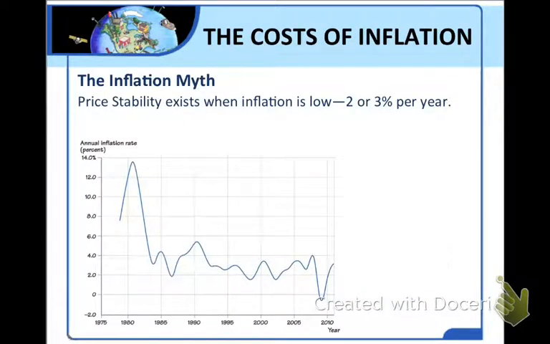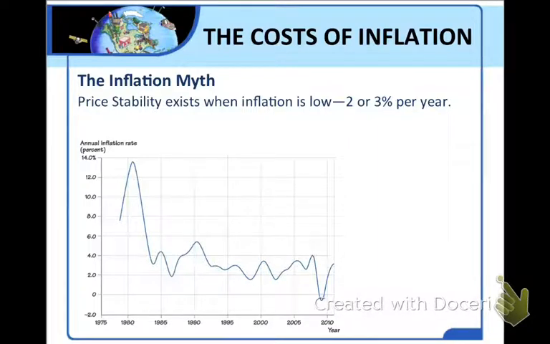Price stability exists when the inflation rate is very low. Let's say that inflation is less than 2 or 3% per year. If inflation is only rising by 2 or 3% per year, we call that price stability. With such minimal inflation, changes in the price level from one year to the next are hardly noticeable. The prices of individual goods may rise or fall a great deal, but the overall price level is fairly stable.